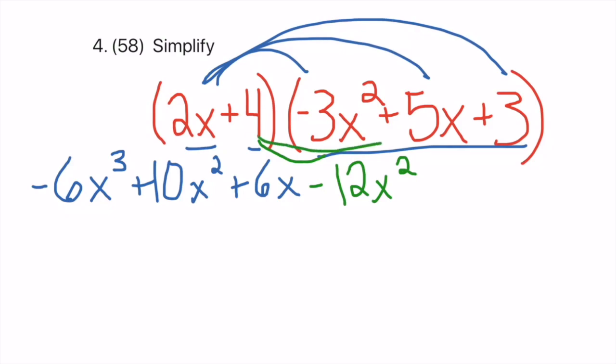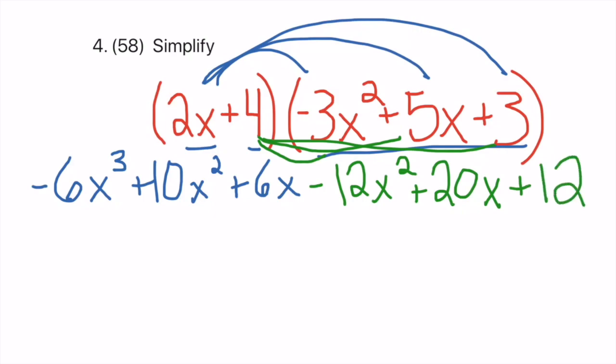And then 4 times 5x is going to be 20x. And then 4 times 3 is 12. So now let's go and look and see if we can combine any like terms. So first I notice we have an x cubed here, but there's no other x cubed. So nothing can be combined with that. So it just remains negative 6x cubed.